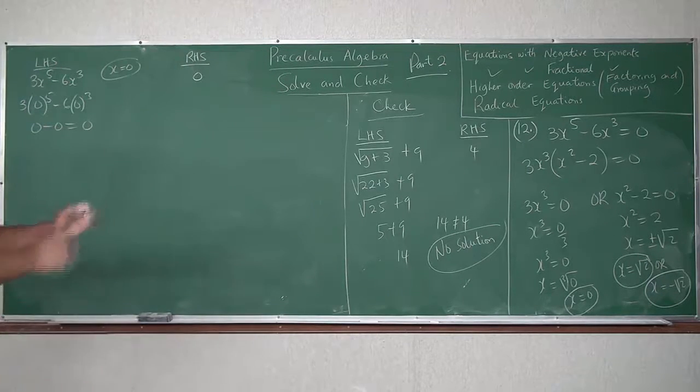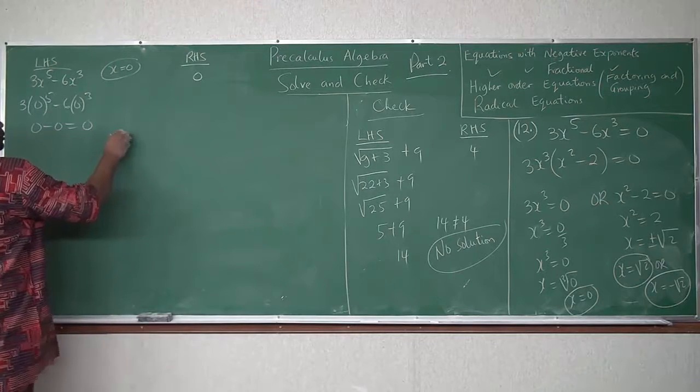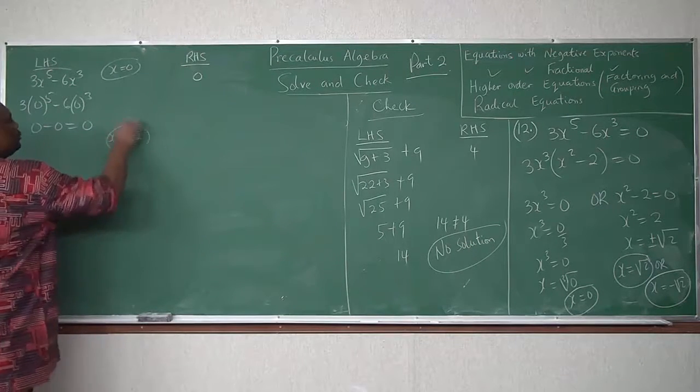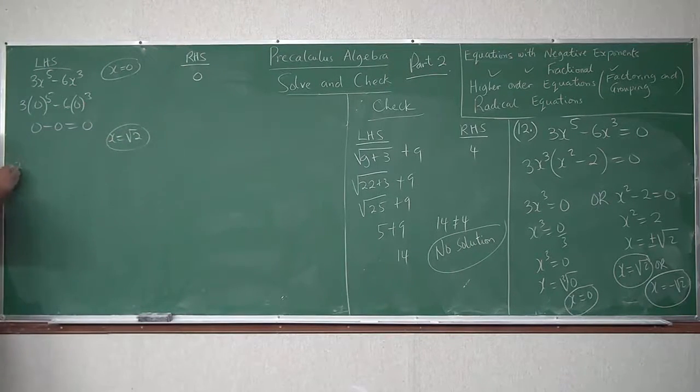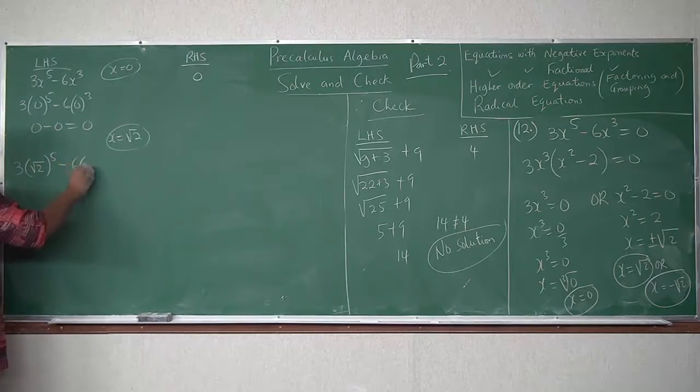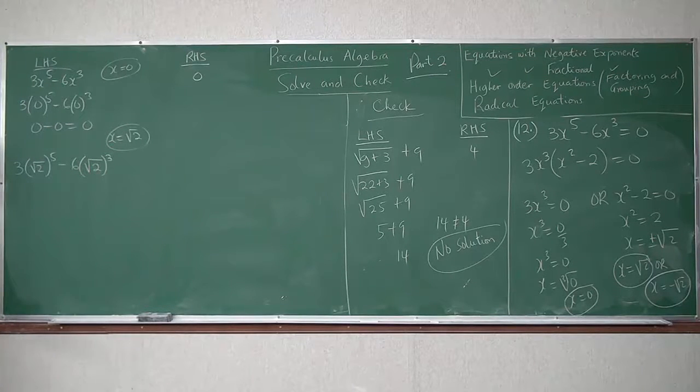Next one, x equal to positive square root of 2. So this is 3 times positive square root of 2 to the 5 minus 6 times positive square root of 2, all cubed. Watch me do it. Radical 2 times radical 2 times radical 2 times radical 2 times radical 2.